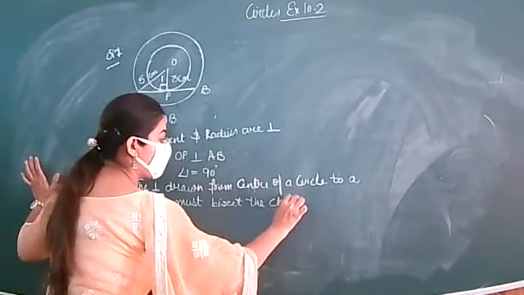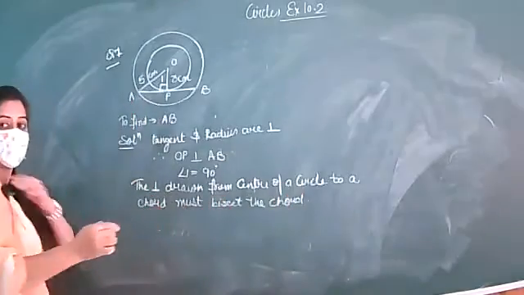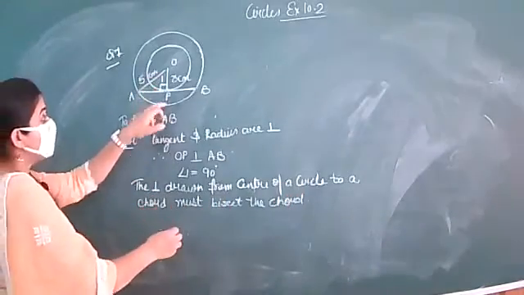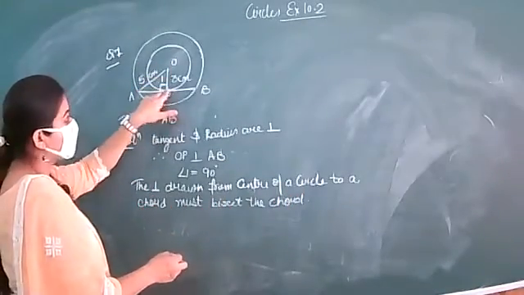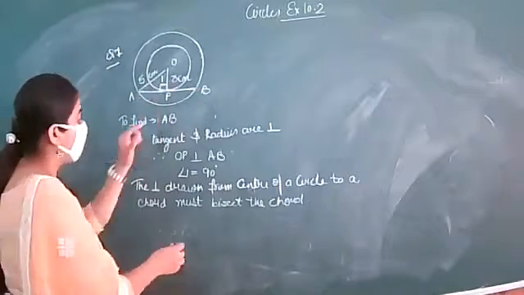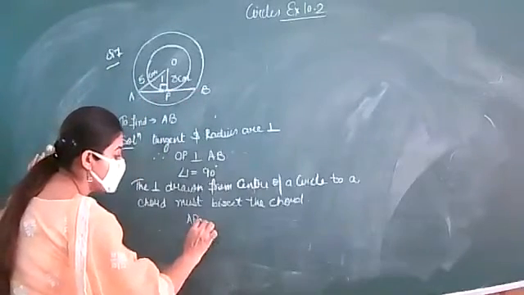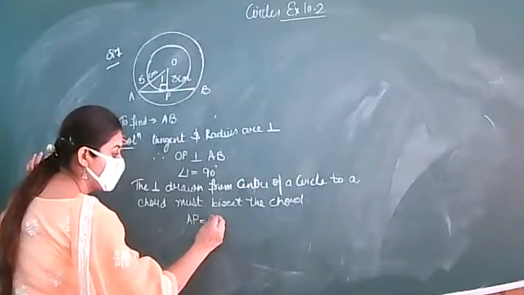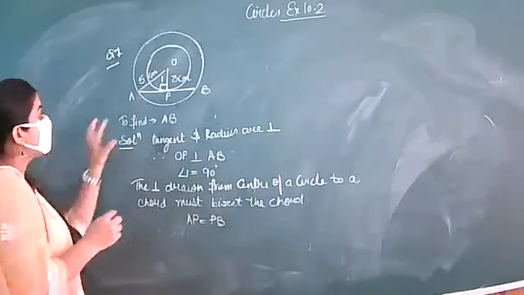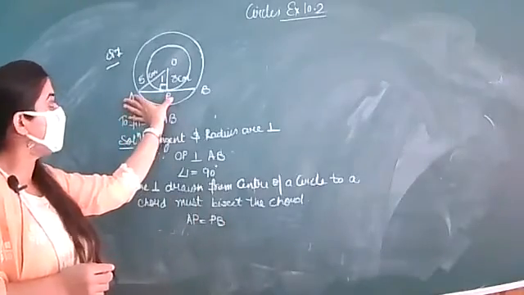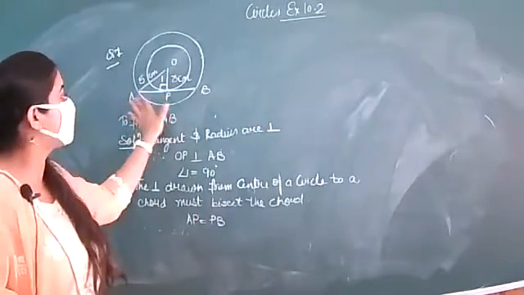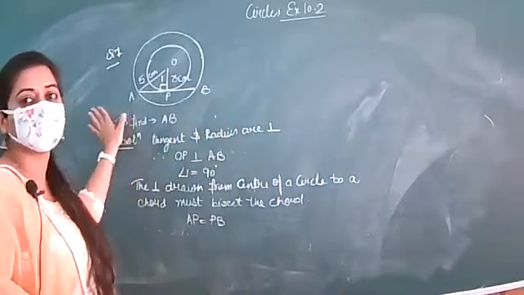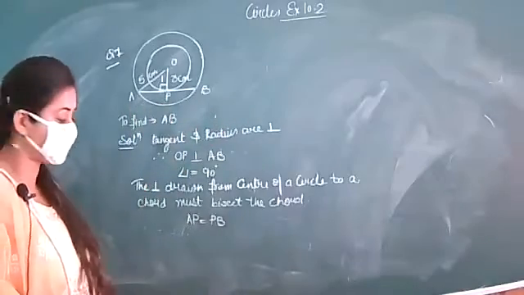The perpendicular drawn from the center of the circle to the chord bisects the chord. That means if this line OP is perpendicular and it is dividing the chord, then AP is equal to PB. Is it okay? So if you get this half of the length AP, then if you double it, you will definitely get the length of the complete chord, that is AB.